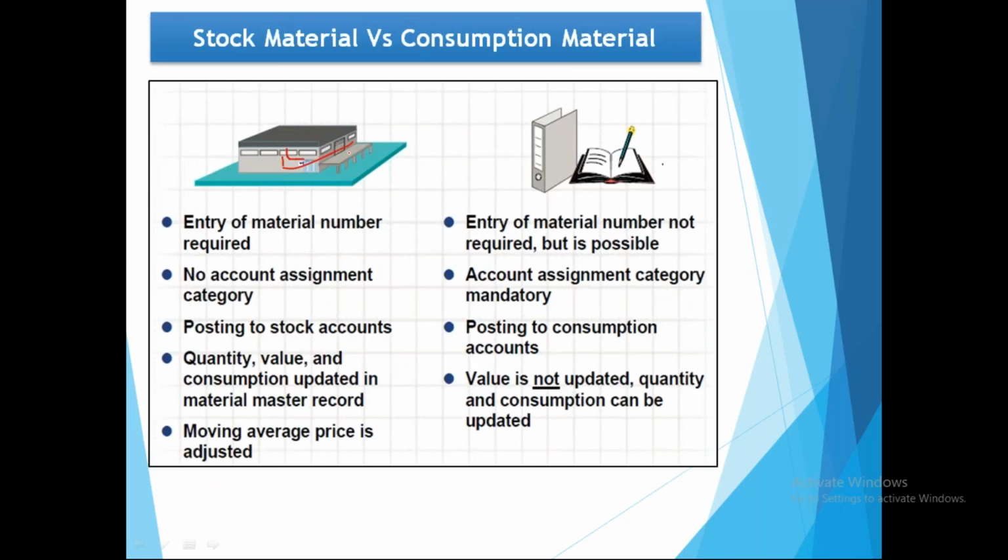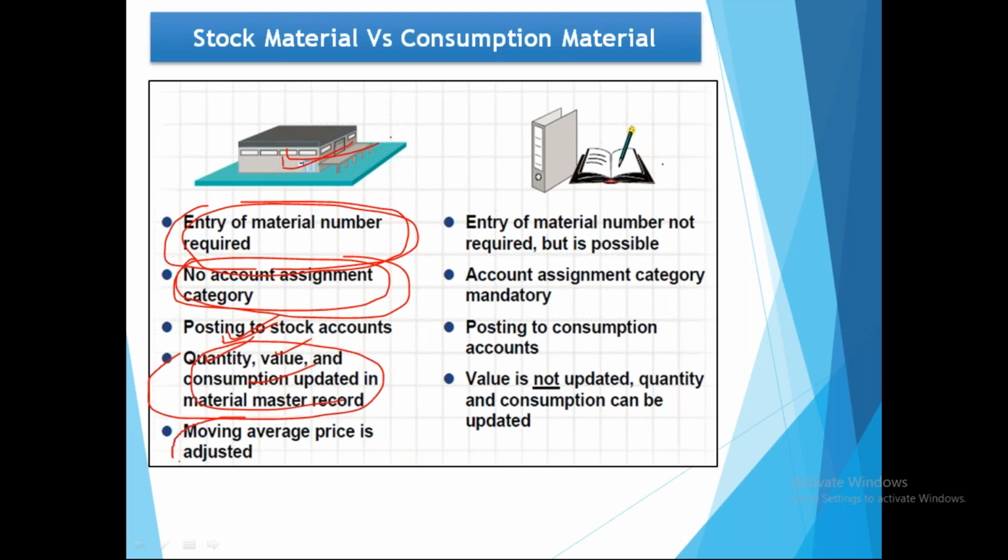So in case of stock materials, entry of material number is required. There is no need of any account assignment category. All the postings will be done to stock accounts, and quantity, value, consumption, everything will be updated in the material master record, and even your moving average price is also adjusted.